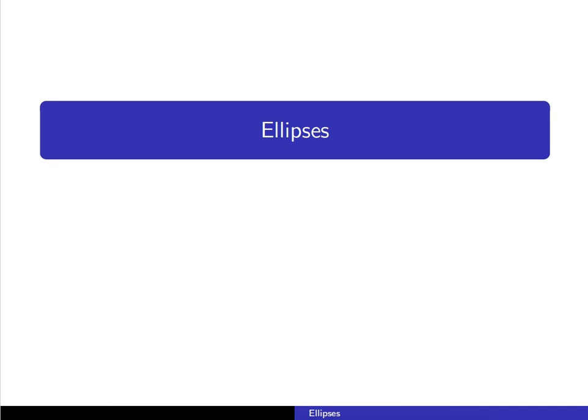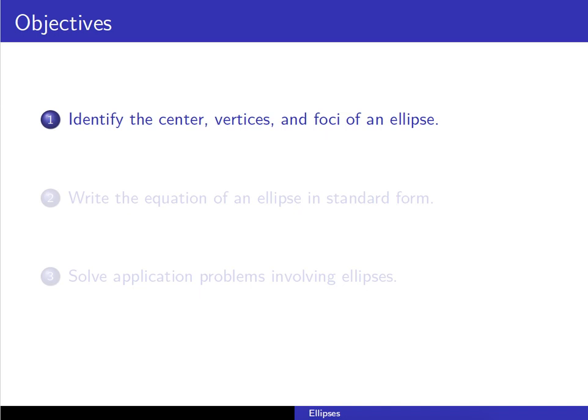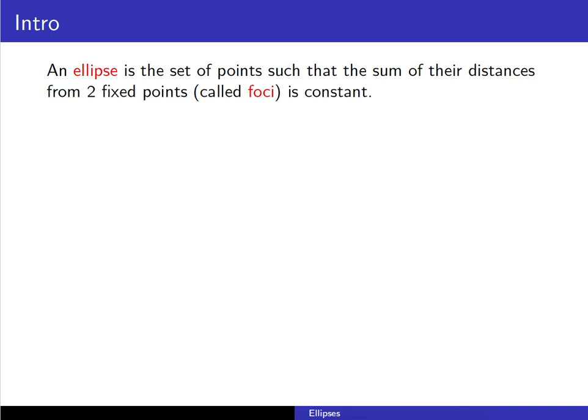Alright, in this video we're going to introduce ellipses, and we're going to identify the center, vertices, and foci of an ellipse. So an ellipse is a set of points in the plane such that the sum of their distances from two fixed points called foci is constant.